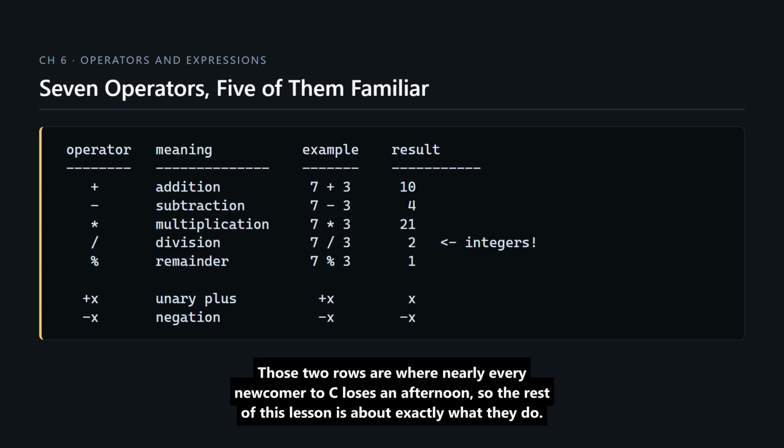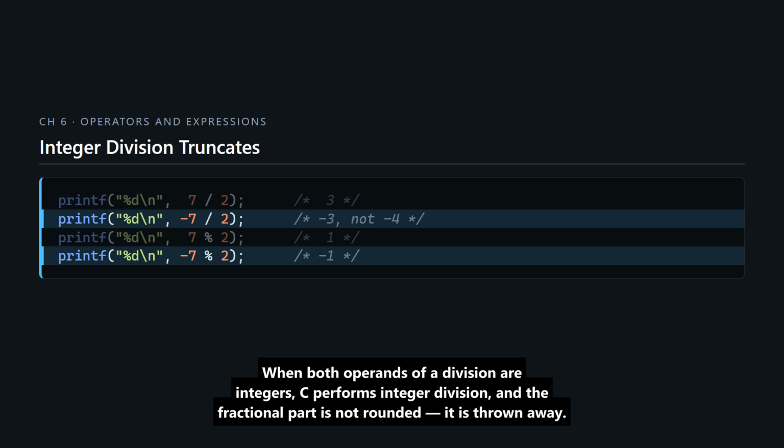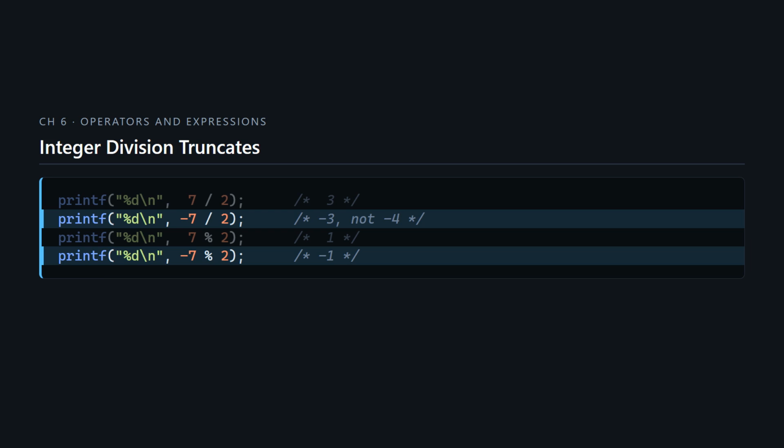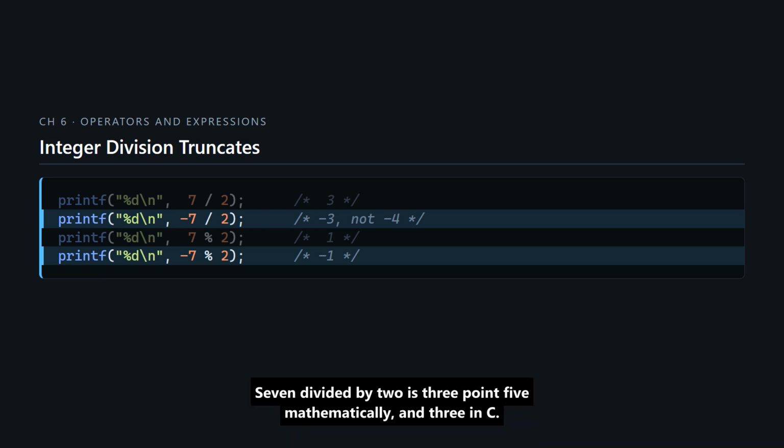Those 2 rows are where nearly every newcomer to C loses an afternoon, so the rest of this lesson is about exactly what they do. When both operands of a division are integers, C performs integer division, and the fractional part is not rounded, it is thrown away. 7 divided by 2 is 3.5 mathematically, and 3 in C. Nothing rounds up at 0.5, the fraction simply ceases to exist.